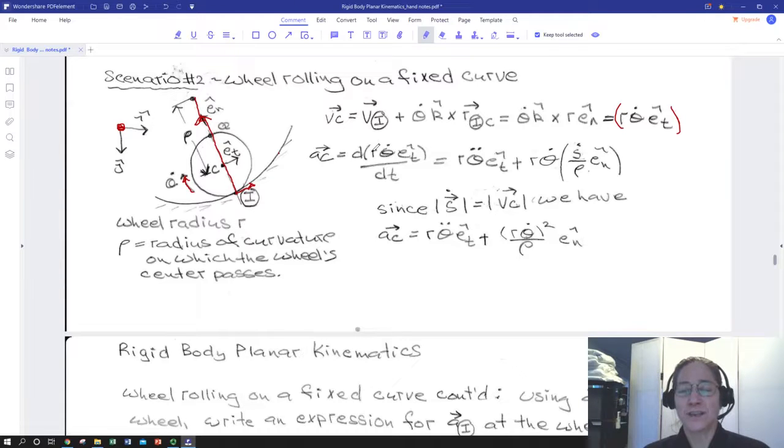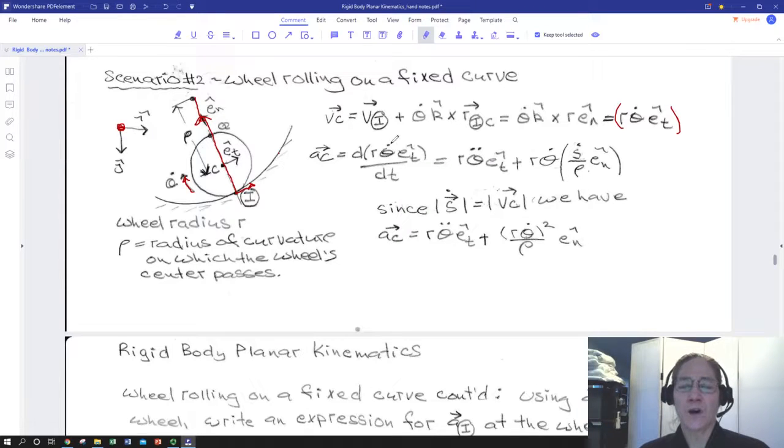R is not changing, so we're going to get the sum. We're going to be taking the first derivative of a product. We could factor out R. So we're going to get alpha theta double dot in the tangential direction, which is reassuring. That's what we're used to with a tan normal coordinate system.